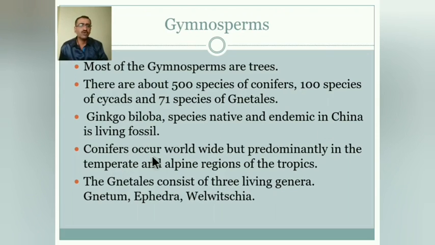Conifers occur worldwide, but predominantly in the temperate and alpine regions. Okay, mostly they are found in the temperate and tropic regions. The gnetales are another group of gymnosperms that consist of three living genera: Gnetum, Ephedra, Welwitschia. These are the three plants, and this is another group, the gnetales.